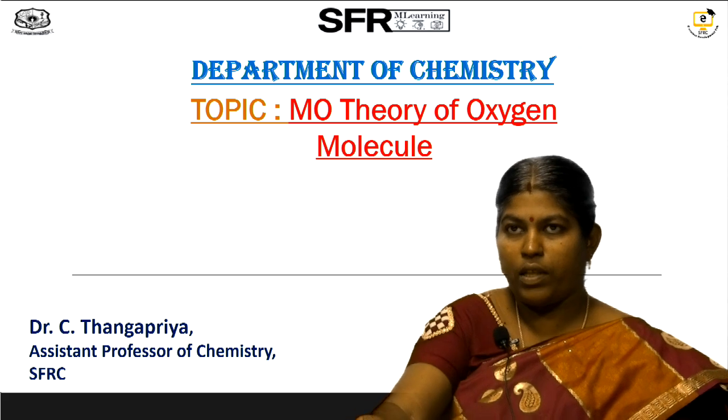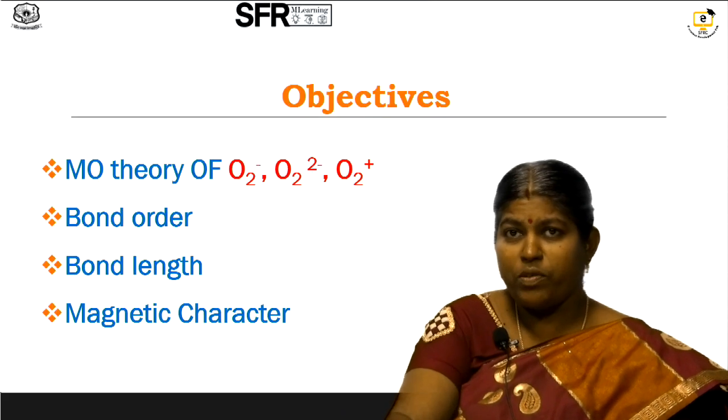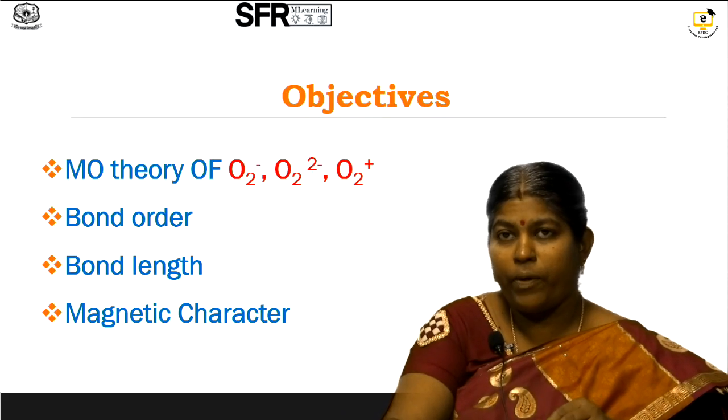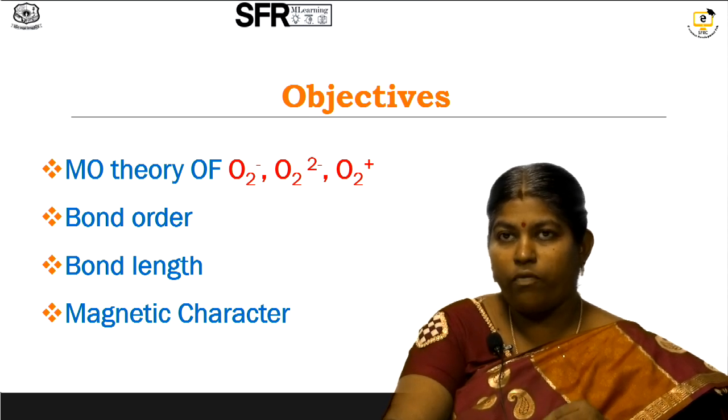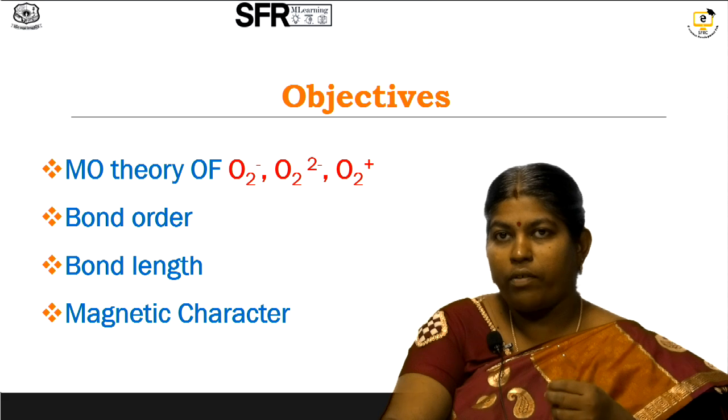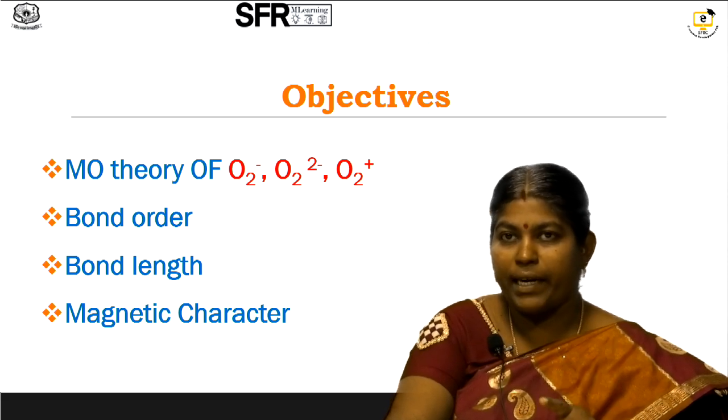Now let us go to the MO theory objectives. First of all we discuss the MO theory of O2 minus, the MO theory of O2 2 minus, and the MO theory of O2 plus. Then we discuss their bond order, bond length and magnetic characters.